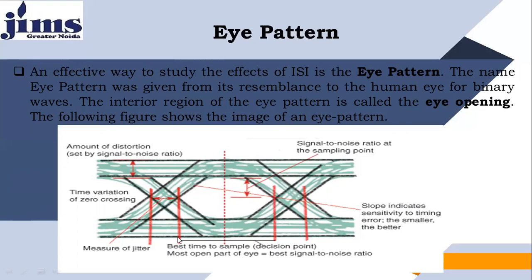And what is this? This is the best time to sample, that is, to take the decision whether it is 1 or 0, right? So we want the eye open rather than closed to get the best signal to noise ratio.